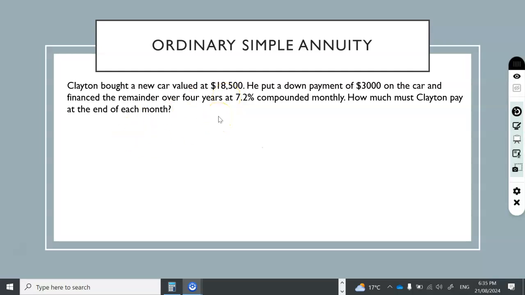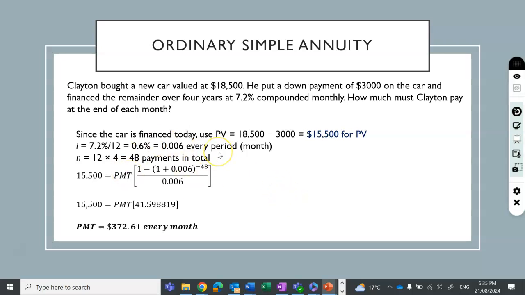You can pause the video a bit and try to identify what parameters are given and how you are going to solve it. You can use the formula or the financial calculator. Then check the result here, whether your data matches and whether you get the final PMT as $372.61 or not.